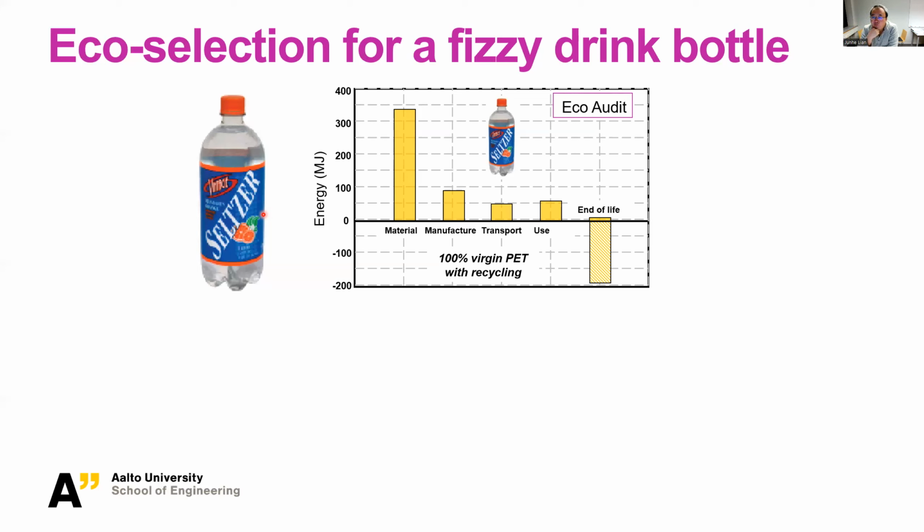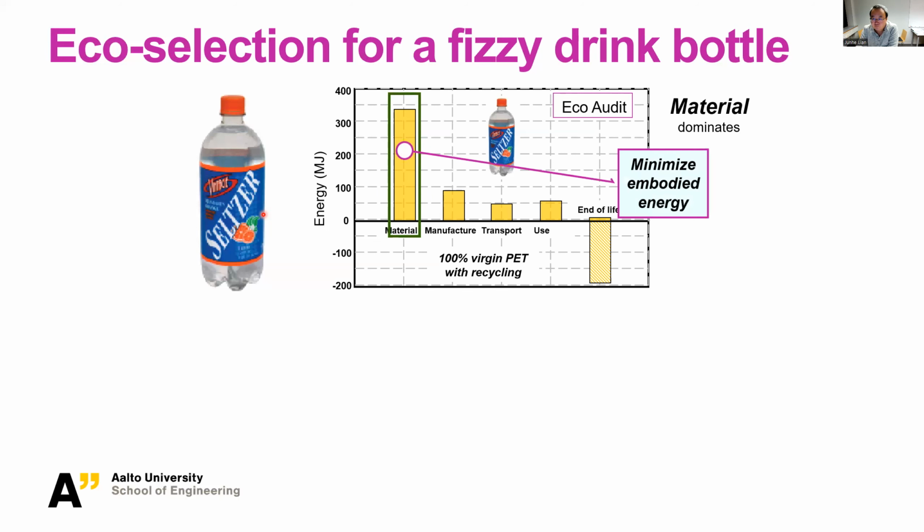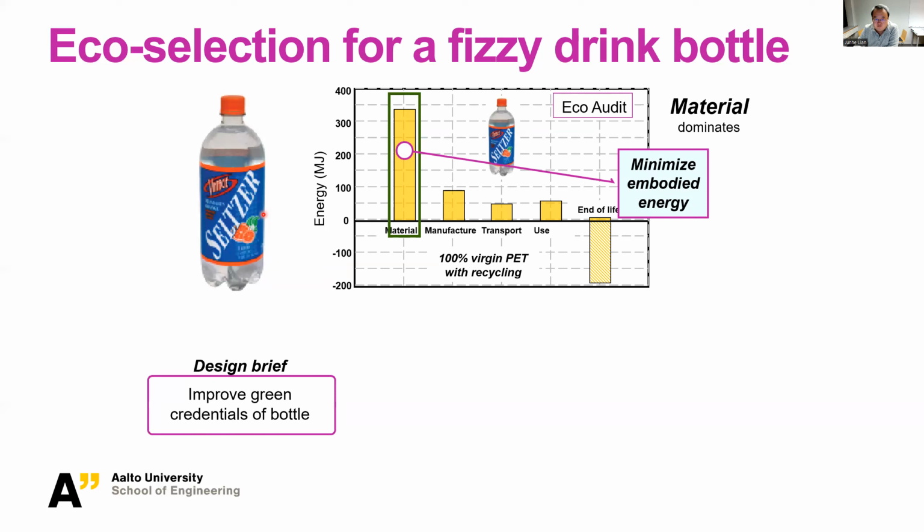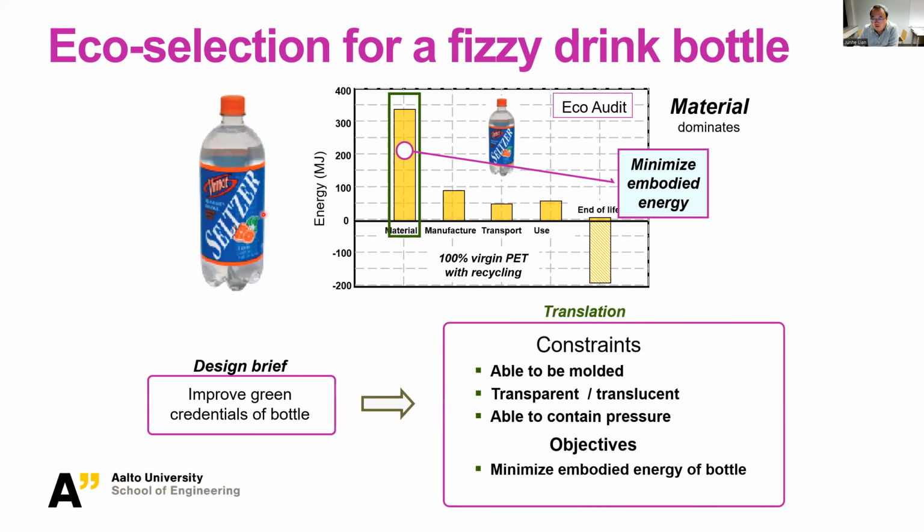And now we want to think about how can we do an eco selection, so the eco-friendly selection. So that means we need to minimize the embodied energy. That's the thing we want to consider. And you know how to do it, right? The design brief is to improve the green credentials of the bottle. We want to improve the embodied energy. Then we can basically translate it to constraints and objectives.